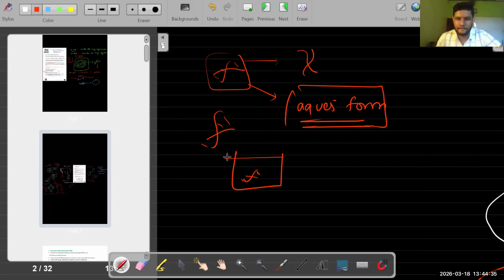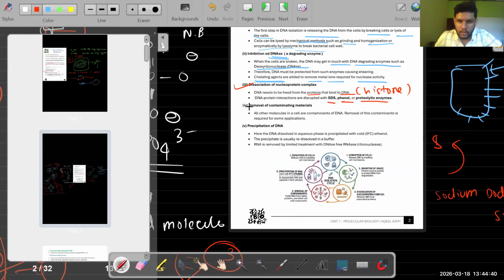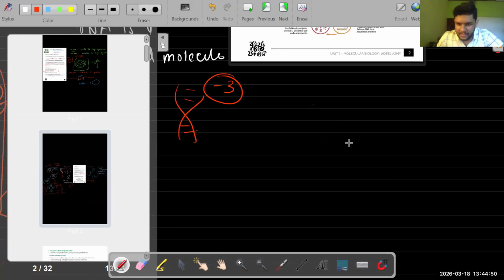Right. Okay. Now, in the steps, we are coming to the fourth one, which is removal of contaminating materials. Even though we remove the proteins, there are certain other contaminants too. Contaminants means simply, if we see the aqueous solution, except for the DNA, all other molecules are considered to be contaminants. Will you agree with that statement? Except for DNA, all other materials present in the aqueous form are considered to be contaminants. Do you agree with that?